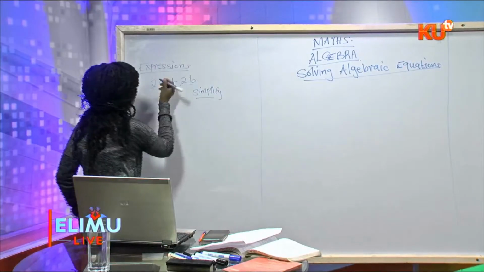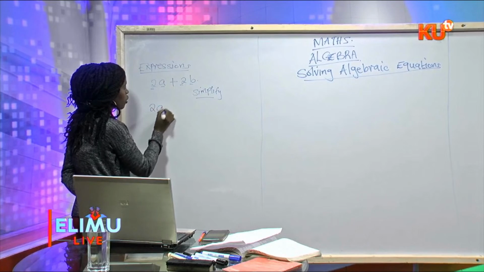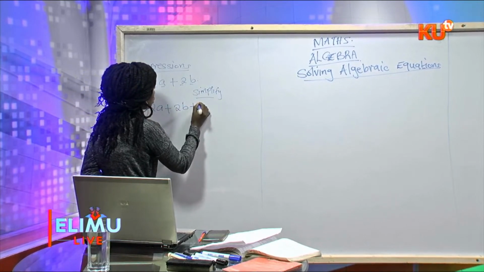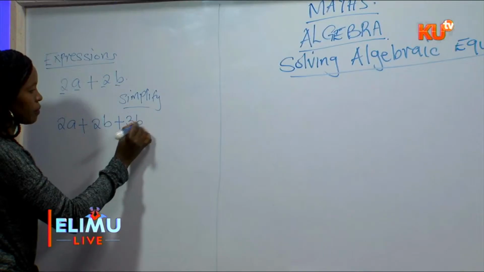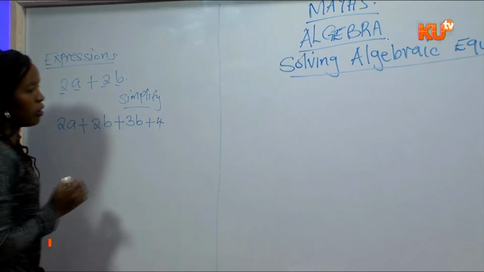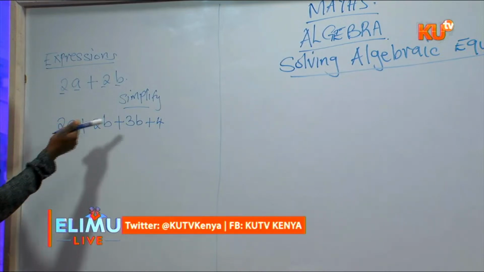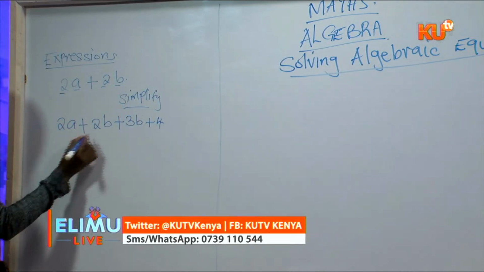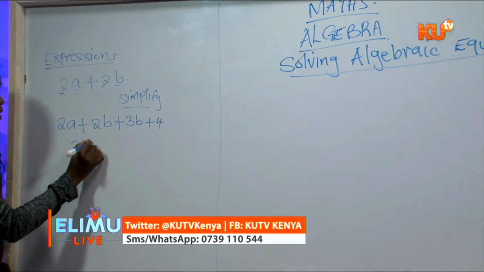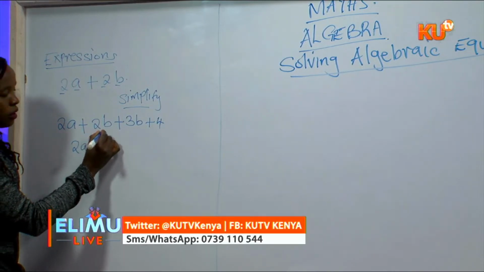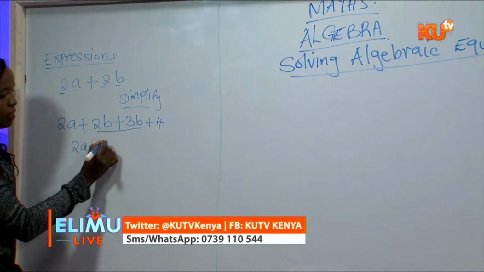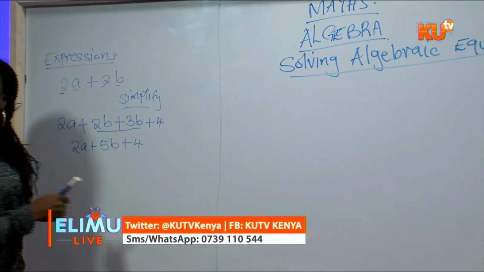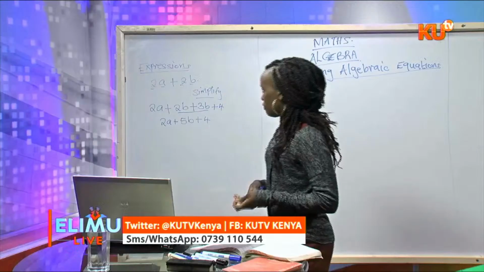You can have another example of an expression, for example, 2a plus 2b plus 3b plus 4. We have said we cannot solve them, we can only simplify them, whereby we put the like terms together. So we have 2a plus 2b plus 3b, we get 2a plus 5b plus 4. We can't go beyond there. We can only simplify them.